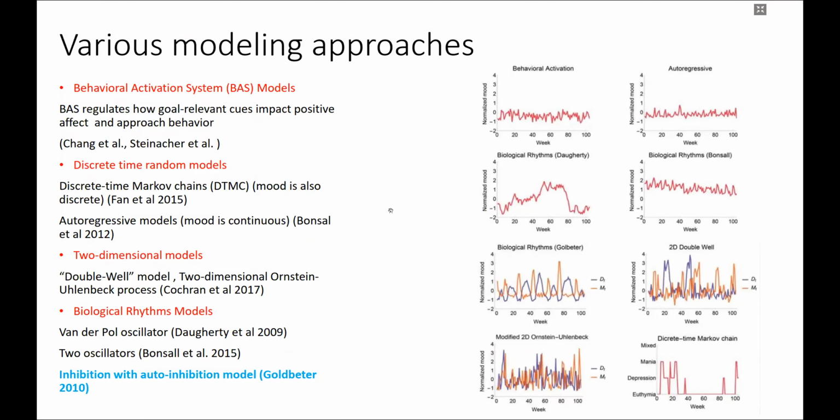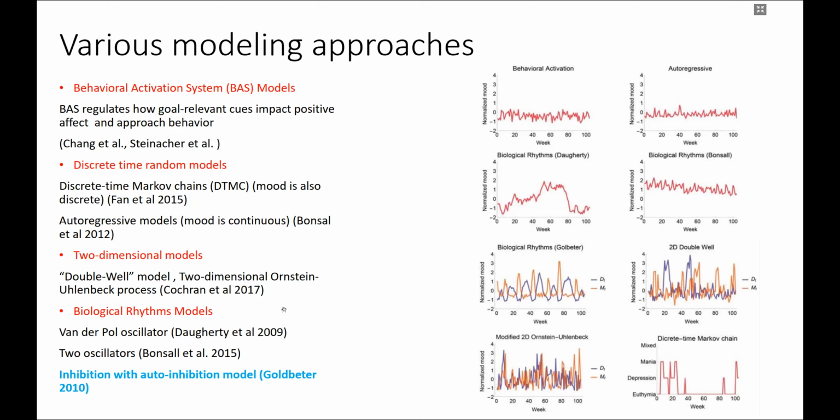There have been various modeling approaches for this disease. Some of the models that have been used are behavioral activation system models, discrete time random models, like discrete time Markov chains and autoregressive models, also two-dimensional models like the two-dimensional Ornstein-Uhlenbeck process, which is a stochastic differential equation, but also biological rhythms models, which are ordinary differential equations, and they make an implicit assumption of the existence of a timekeeping mechanism that could be correlated, for example, with the circadian rhythms.